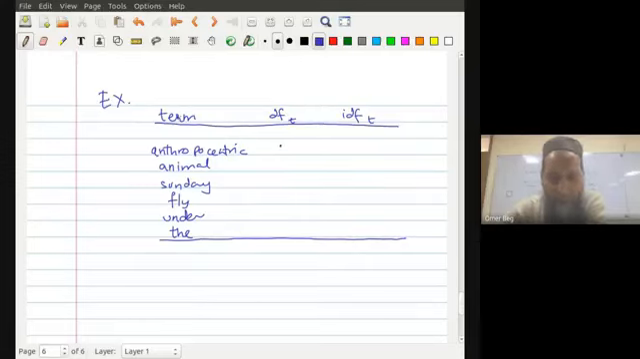So document frequency, let's say we had a set of documents. Anthropocentric only occurred in one document. Animal occurred in 100 documents, so 100 documents related to animals or just mentioning animals. Sunday occurred in 1000 documents. Fly occurred in 10,000 documents. Under occurred in 100,000 of these documents. The occurred in all the million documents that we were looking at.